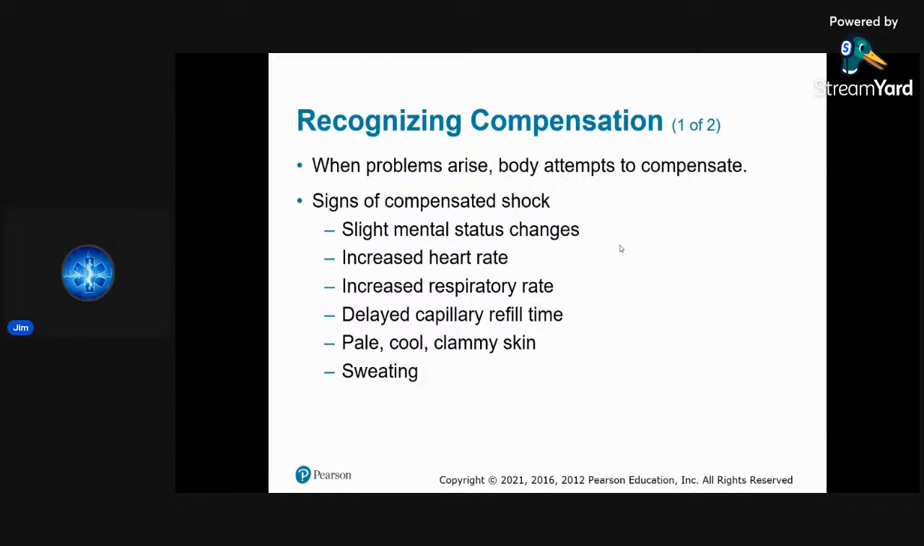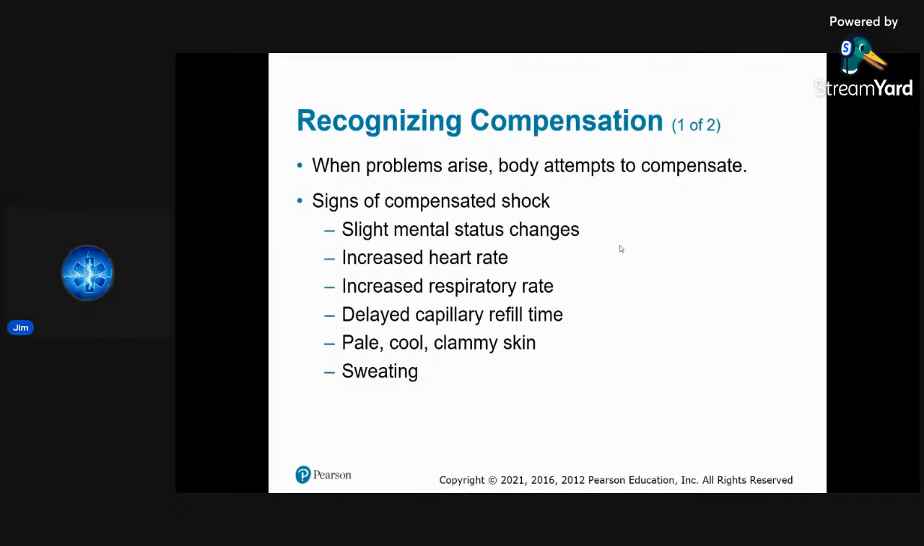We want to recognize compensating shock. There are three levels of shock, and we're going to go into that a little bit. Now, there is a whole chapter devoted to shock, so we're not going to go into great detail here. When problems arise, the body attempts to compensate. We talked about homeostasis. It wants to stay in that neutral position, so it's going to compensate. Signs of compensating shock: slight mental status changes, increased heart rate, increased respiratory rate, delayed cap refill time, pale, cool, and clammy skin, and sweaty.